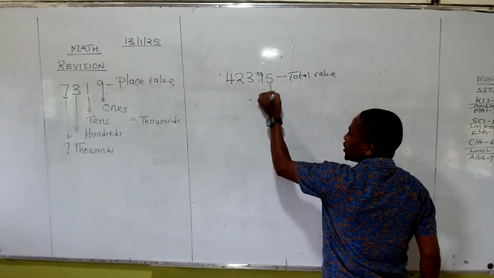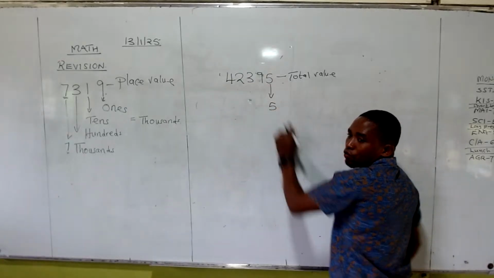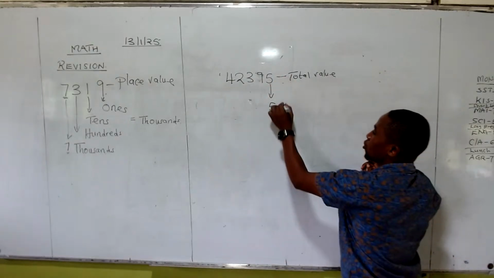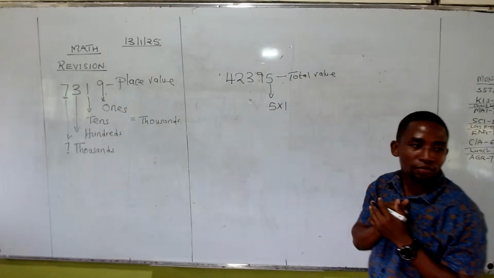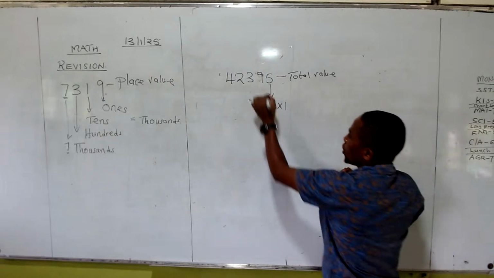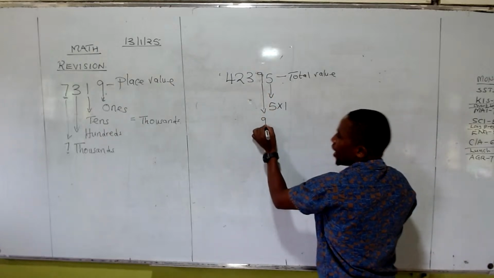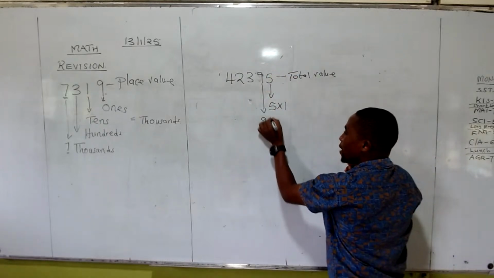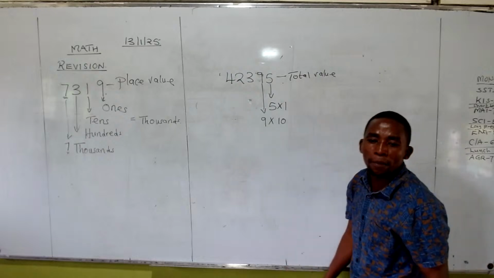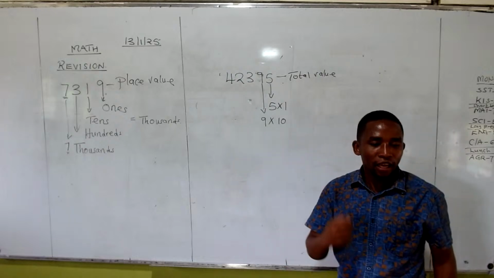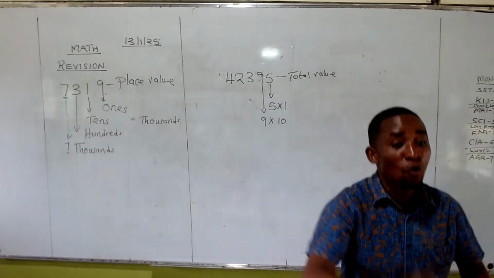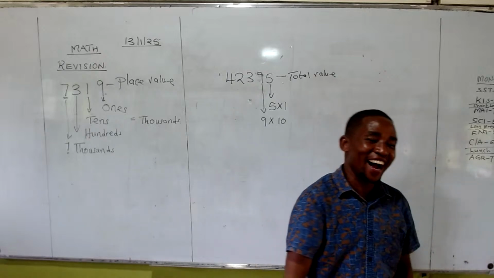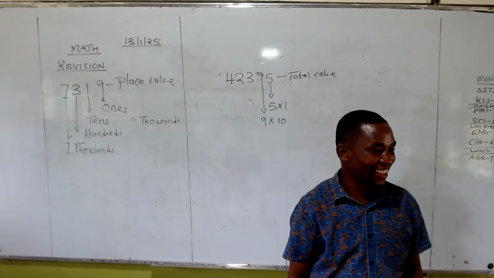So let's say the first digit here is 5. Are we together? What is the place value of digit 5? 1. So multiply here by 1. What is the second digit here? 9. What is the place value of digit 9 in this number? 10. I multiply by 10. If the place value is 10, multiply by 10. If the place value is 1, multiply by 1. Is that okay? Yes. Good.